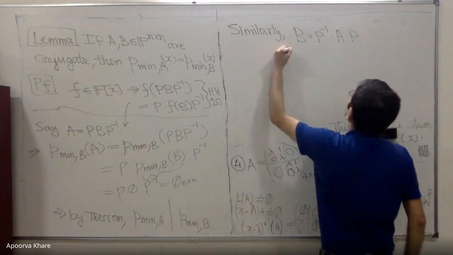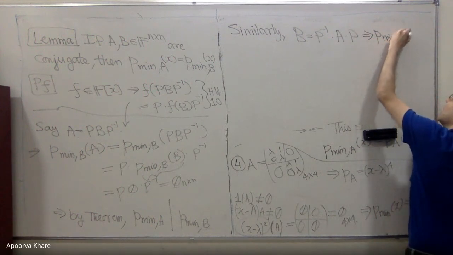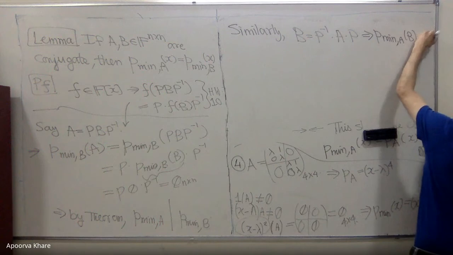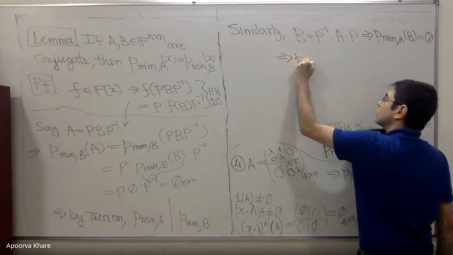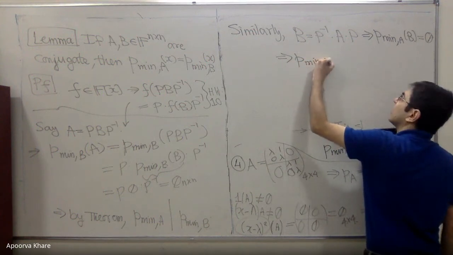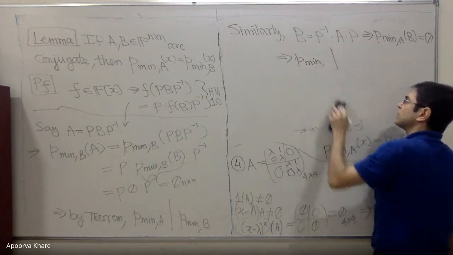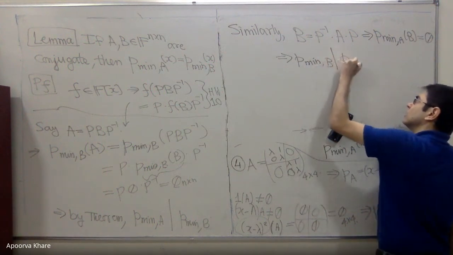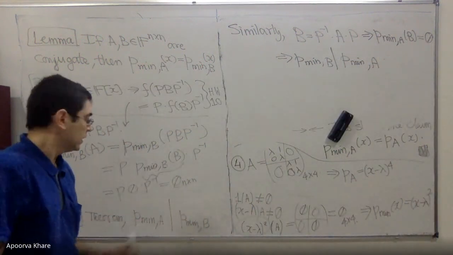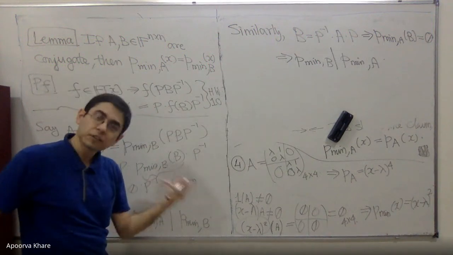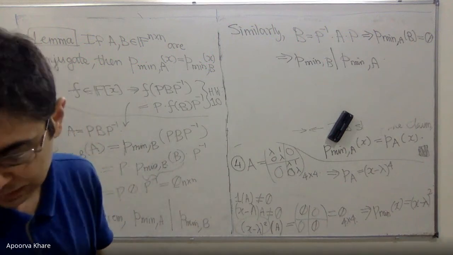So you can check that P min of A of B is 0, which in turn implies that P min of A divides P min of B, and P min of B divides P min of A. So you have two polynomials, the ones for A and B, which both divide one another and which are both monic. And from this I will leave it to you to figure out why they are equal.